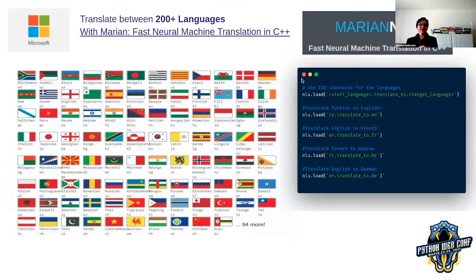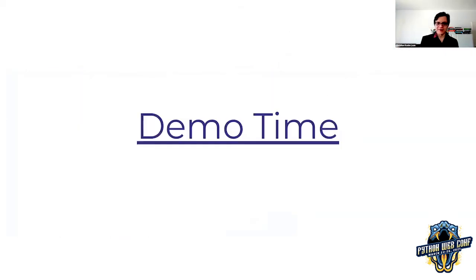And finally, there is the very cool Marian NMT model, which basically lets you translate between 200 pairs of languages, also in just one line of code. All you need to know is that you call NLU.load, you put in the start language, and then you say translate to, and then the target language. So for Turkish to English, you say TR, translate to EN. For English to French, you say EN, translate to French, and so on. It could be easier.